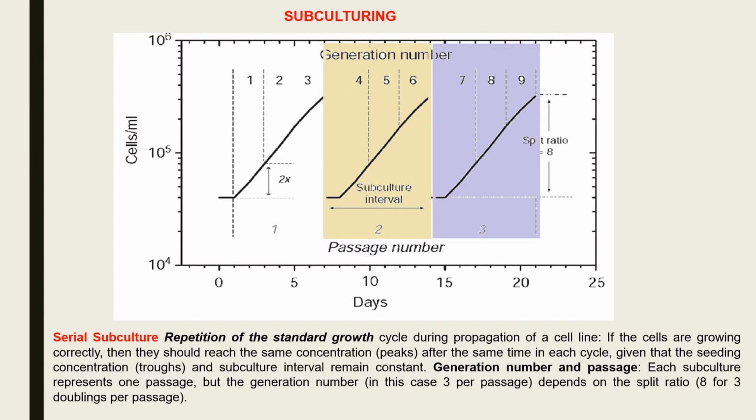Consider each passage. The number of times doubling of cell occurs is 3. Hence, the generation number for each passage is 3.